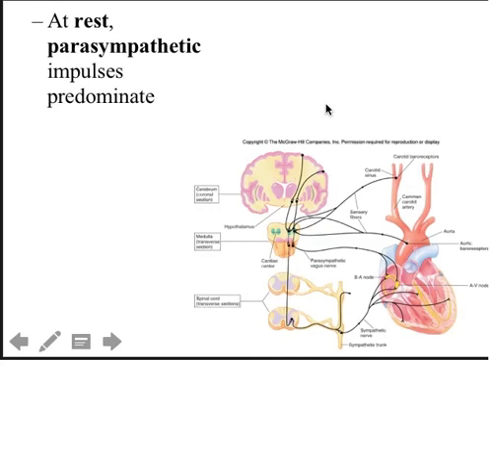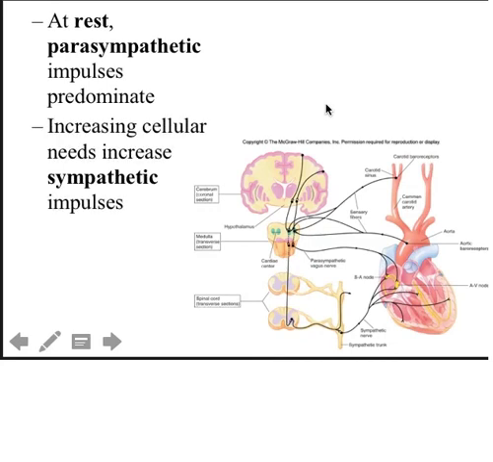At rest, parasympathetic impulses are going to predominate. Increasing cellular needs are going to require sympathetic impulses. So the bottom line, if your blood pressure is dropping, the sympathetic division of the ANS will stimulate the SA node, and the heart will beat more rapidly and more powerfully. Okay? If your blood pressure is beginning to rise above levels that are good for the body, the parasympathetic division will kick in, and the rate and the force of heart contraction will be reduced.